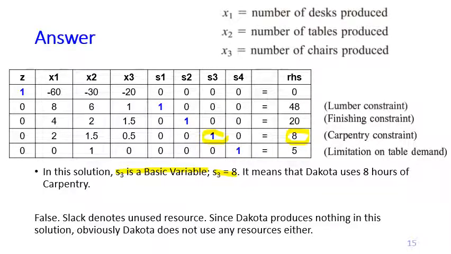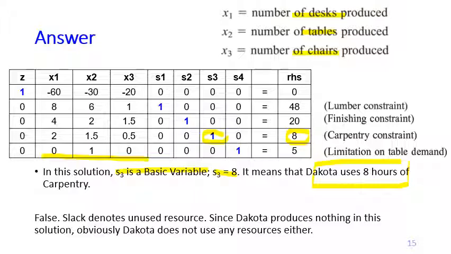And then if you think about this logically, here x1, x2, x3 are all equal to 0. So we don't produce desks, we don't produce tables, we don't produce chairs. So obviously we will not use any resource either, right? So it doesn't make sense if you say Dakota uses 8 hours of carpentry because Dakota does not produce anything. So it shouldn't use any resource.